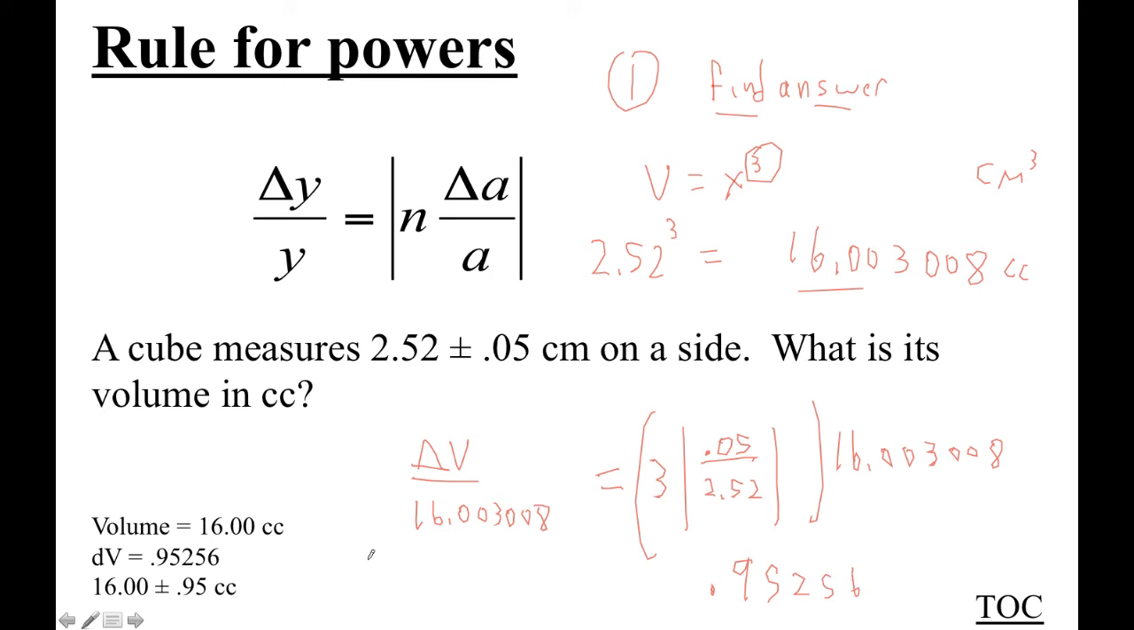The answer is 16. I think we say 16.00 because we want it to match this. We want 2 sig figs, right? Plus or minus 0.95. Okay? That's supposed to be a 9. I know it's sort of misshapen. Yeah, there you go. That's how you do powers.